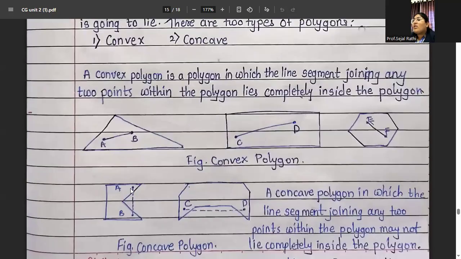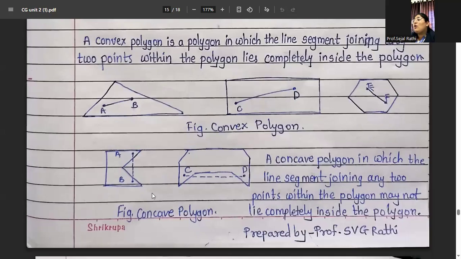And the second one is the concave polygon. In a concave polygon, the line segment joining any two points within the polygon may not lie completely inside the polygon. So this is a figure of a concave polygon, and this is a figure of a convex polygon.